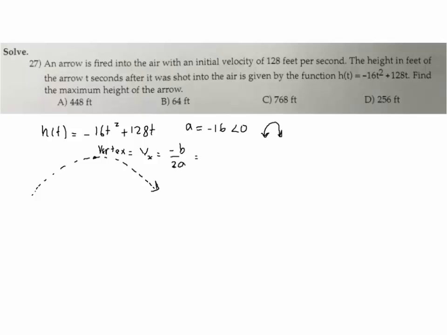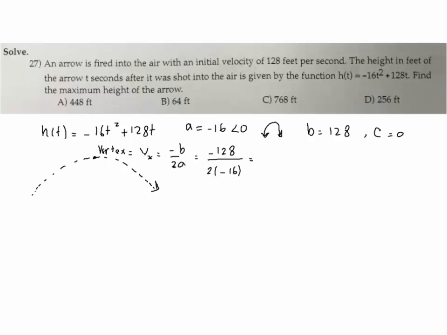Excellent. So in this case, let's find what b is. What is b in this case? 128. Very good. Do we have c, by the way? What is c? No c. Okay, so 0. So let's figure out what this is. It will be minus b, and b is 128, over 2 times your a, which is minus 16.